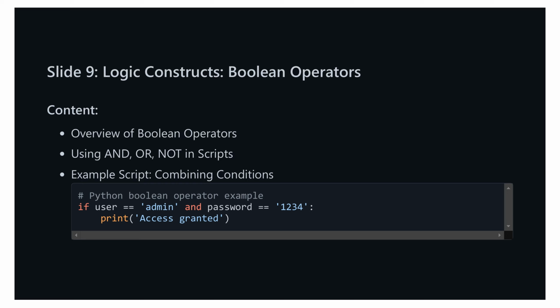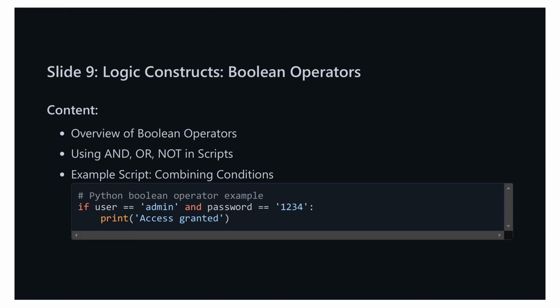These operators allow us to create more complex conditions by combining multiple criteria. For example, using and requires both conditions to be true, or requires at least one of the conditions to be true, and not inverts the Boolean value of a condition. Let's look at an example script utilizing these Boolean operators. Python Boolean operator example: if user is admin and password equals 1234, print access granted. In this script, access is granted only when both conditions, the user being admin and the password being 1234, are met. This demonstrates how and can be used to ensure multiple criteria are satisfied before proceeding with an action.